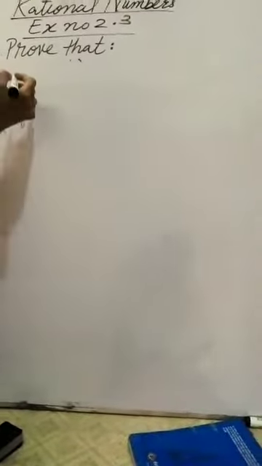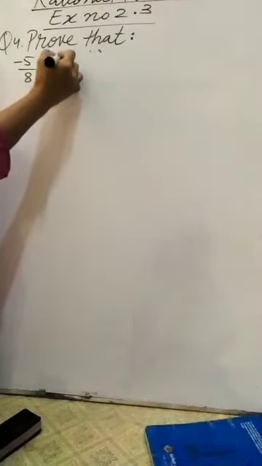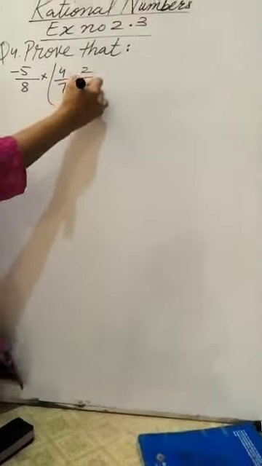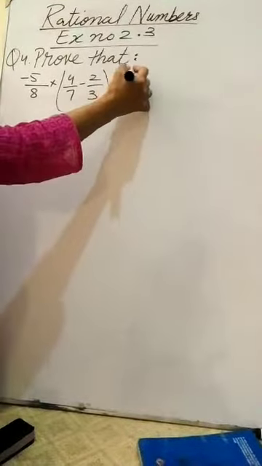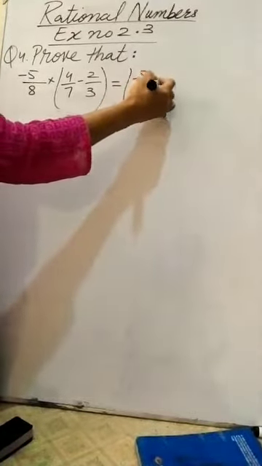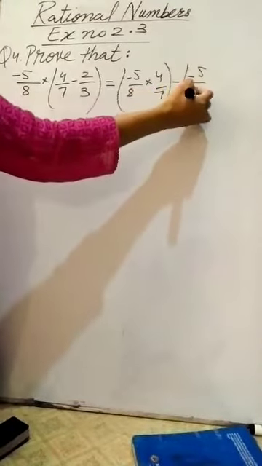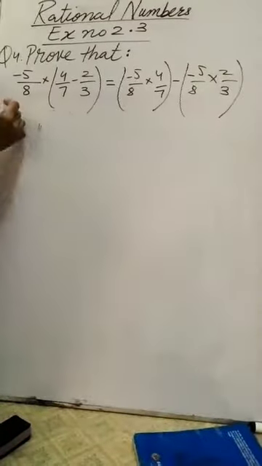And the next question is minus 5 over 8 multiplied by the bracket 4 over 7 minus 2 over 3. Then we have minus 5 over 8 multiplied by 4 over 7 minus 5 over 8 multiplied by 2 over 3. First of all, we need to solve the left hand side.